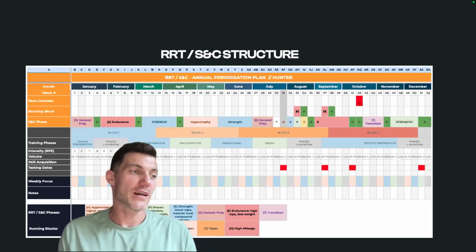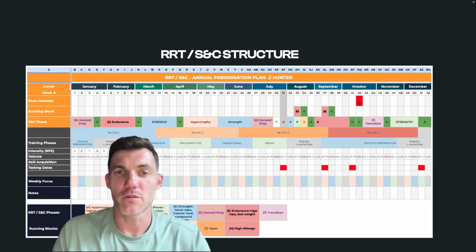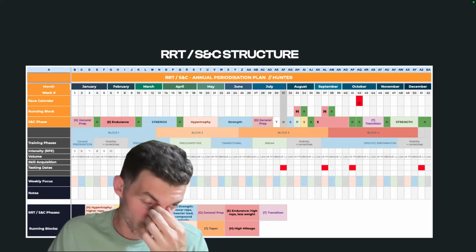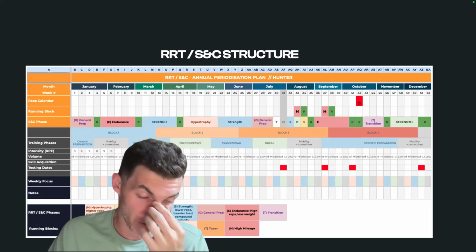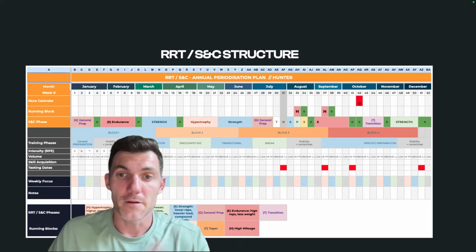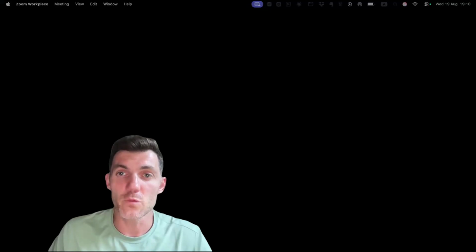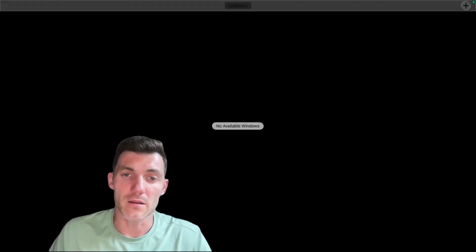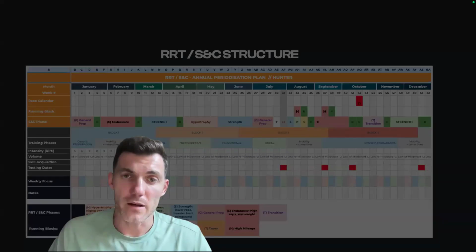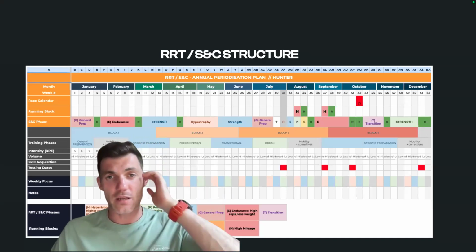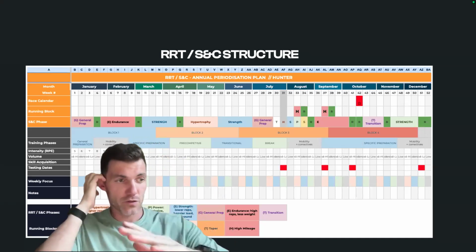Then you have RRT. I don't know if some of you might have already read the guide. Basically, running resistance training. So it's strength and conditioning for runners. The best way to go around it is, again, like running, but focusing on where your running periodization is and where your strength training is.